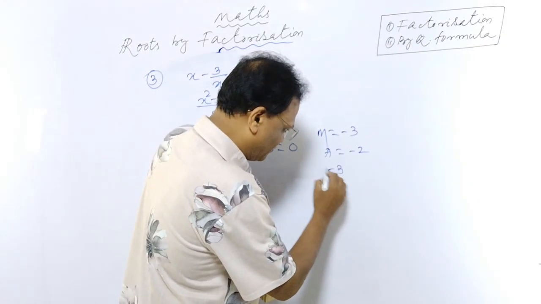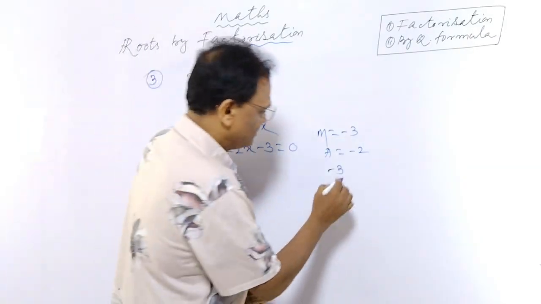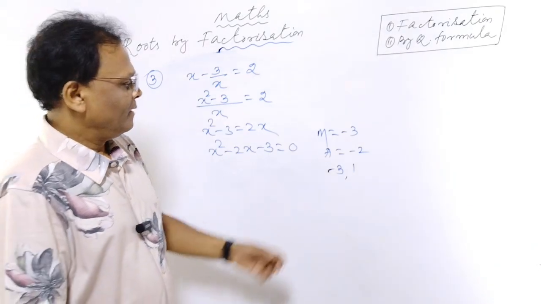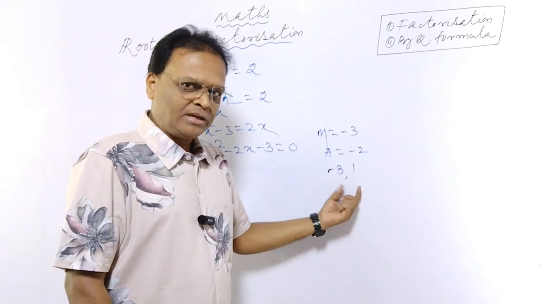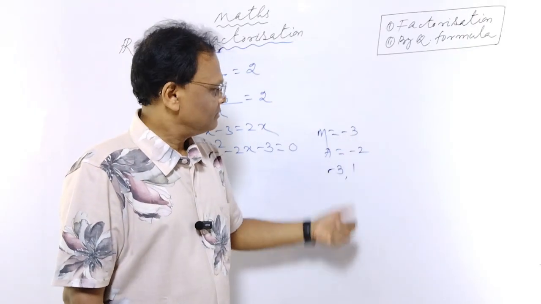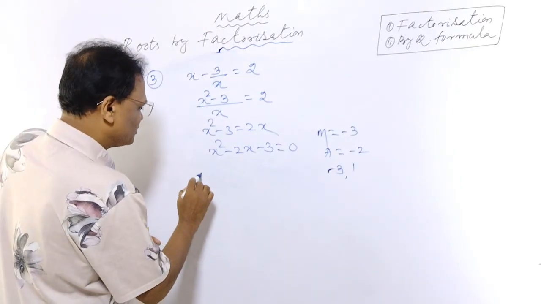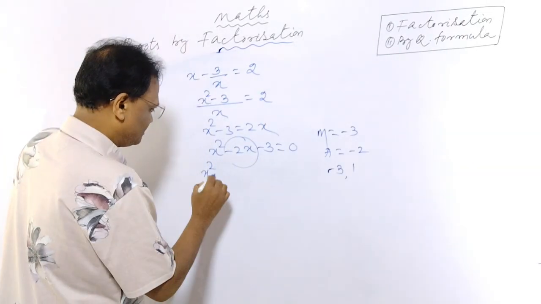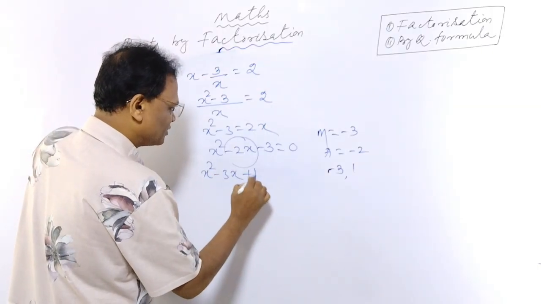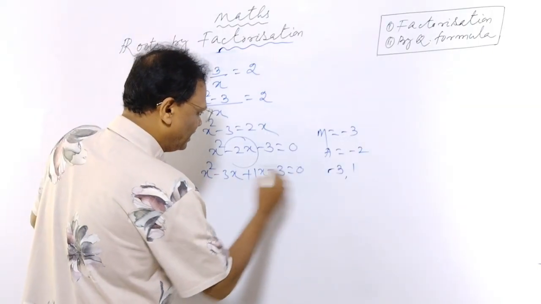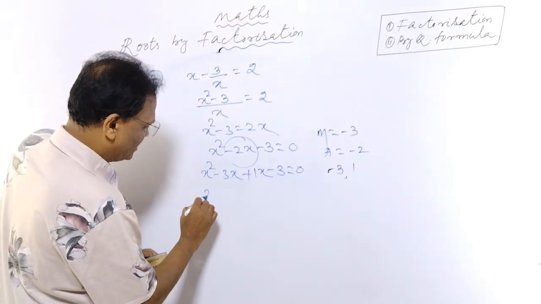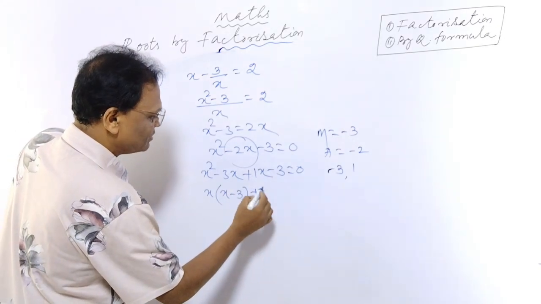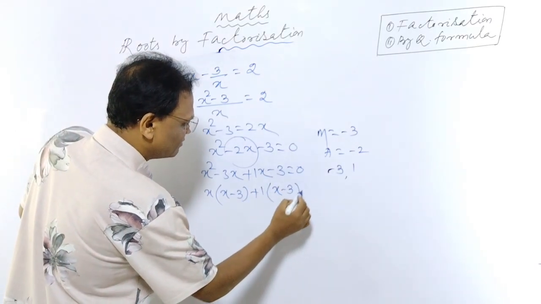The two numbers are, I think you must have written. One is minus 3, second is minus 1. If you multiply this minus 3 into 1, what are you getting? Minus 3. But if you add, minus 2. Now continue the same procedure. x square. Instead of this middle term, I must write this. Minus 3x plus 1x minus 3 equals 0, which will further give me, if I take out the common as x, x minus 3 plus 1 (x minus 3) equals 0.